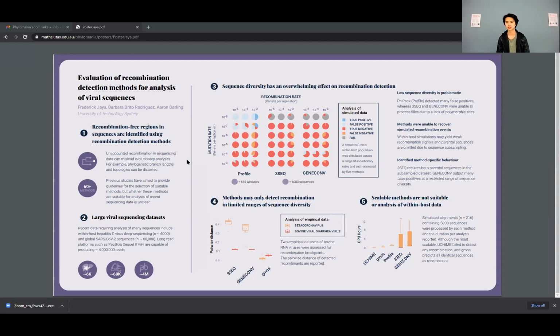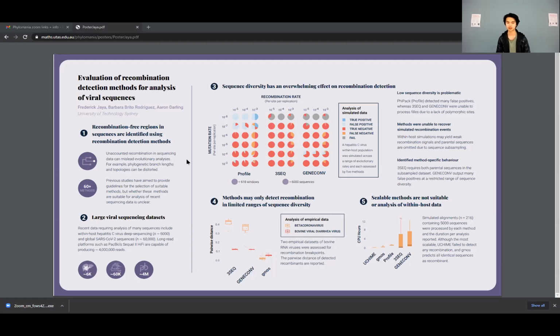For example, if we're interested in how a viral population has spread through time, or if we're interested in the origins of a viral outbreak. However, there are many recombination detection methods that have been developed over the past 20 years. And previous benchmarking studies have aimed to provide guidelines for selecting which method is suitable for what sort of data set. However, these benchmarking studies fall short in that they don't really provide any information on which ones are suitable for analysis of more recent sequencing data.